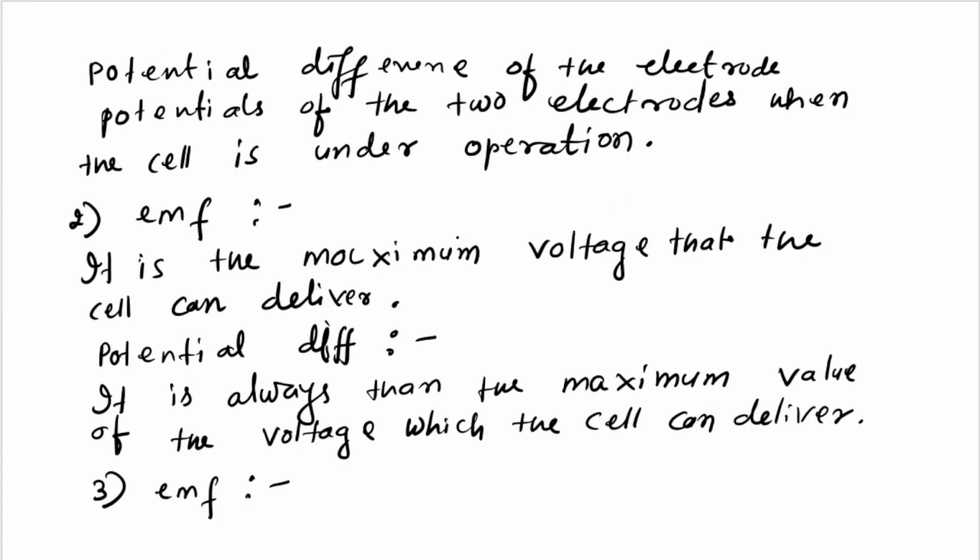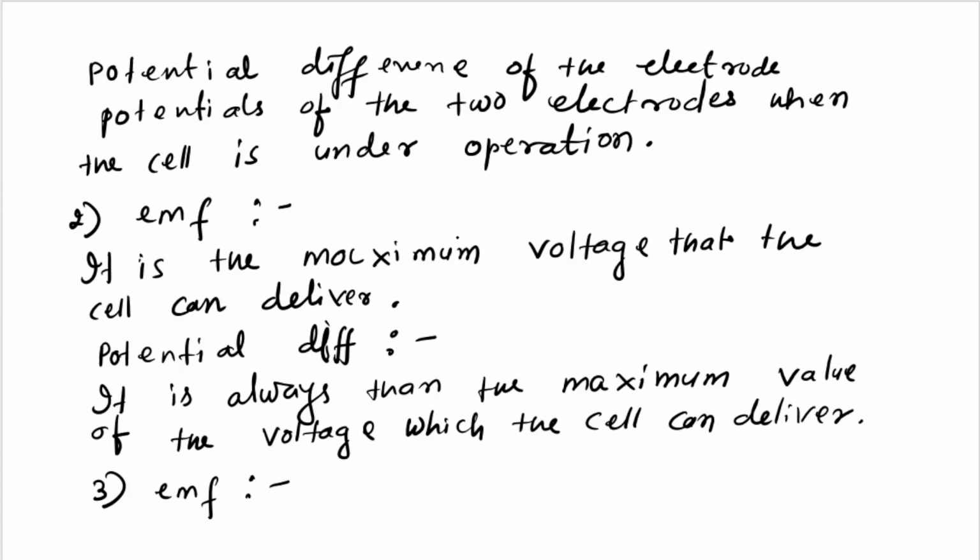So what does potential difference mean? Potential difference of the electrodes means the potentials of the two electrodes when the cell is under operation, when the process is going on. The difference is called potential difference. EMF is the maximum voltage that the cell can deliver. And potential difference is always less than the maximum value of the voltage which the cell can deliver.